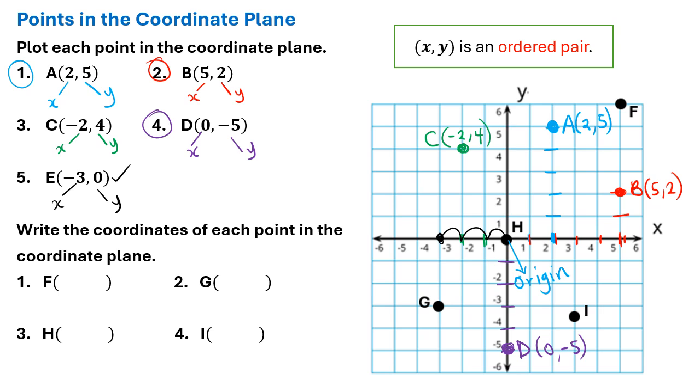Okay, I'm going to take my eraser and remove that. Since the y coordinate is 0, we're just going to stay right here. And this will be the location for point E, (-3, 0).